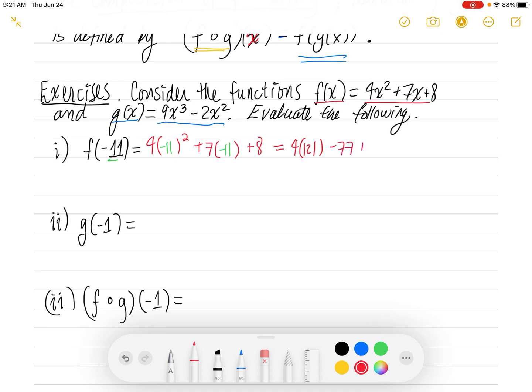If you do your order of operations correctly, you're going to have 4 times negative 11 squared, which is 121. You're going to have 7 times negative 11, which is negative 77, and we're going to have plus 8. If you do 4 times 121, you're going to get 484 minus 77 plus 8, and let's see, what is that? I think that's 415. Let me plug that in a calculator. Yep, 415.